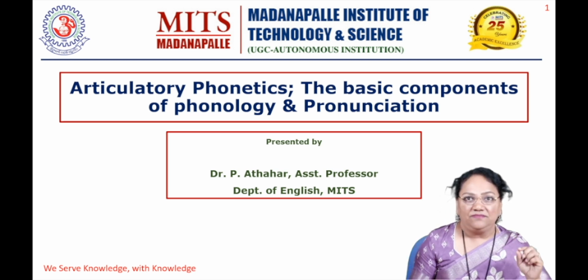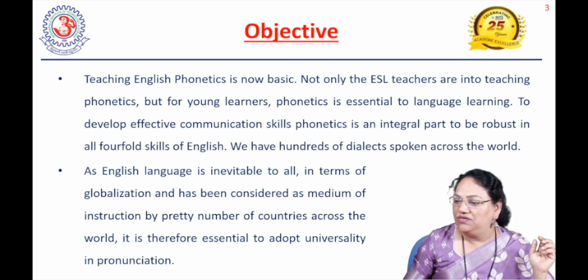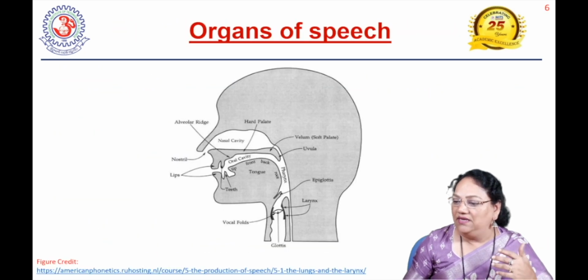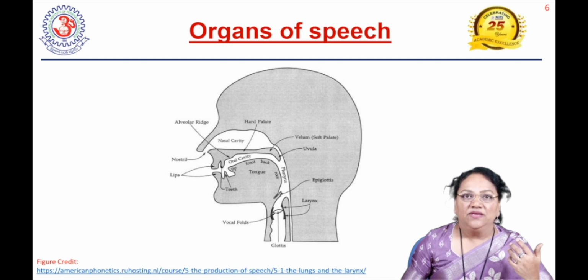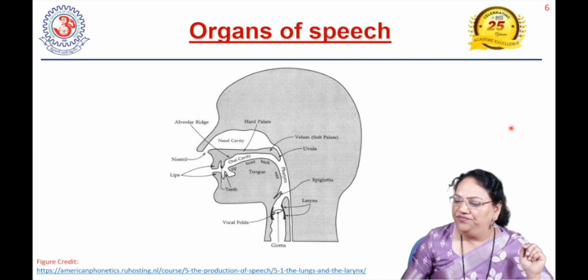Okay. Now, let us have a look at this particular image that I have inserted here for your better understanding, organs of speech. This diagram shows you different organs of speech. Let us start from here. Lips, the front portion, we can see the lips are there. The lips are very important to produce sound.